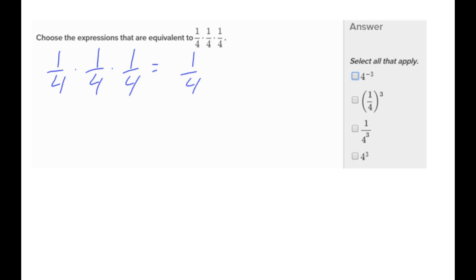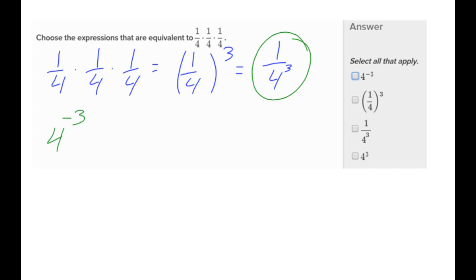as 1 over 4 to the third power. I also know from this one here, the way that's written, I could say that this is the same as 4 to the negative third power. Because remember, if it's a negative exponent, you go 1 over, if it's a whole number, you do the reciprocal, and it's to a positive exponent.